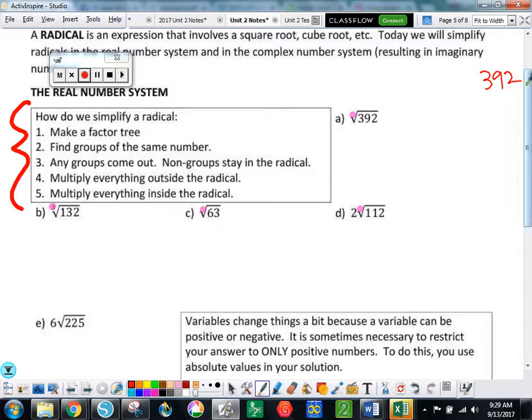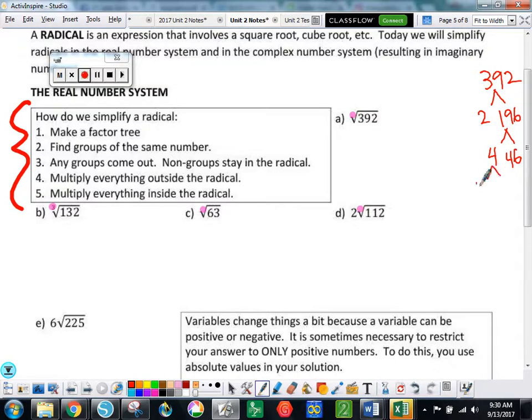So what goes into 392? 2. Now, we don't necessarily have to get it down to its primes. We just need to get it down to its groups. So if 4 works, we can use 4. 4 times what? You can leave the 4. What goes into 196? Does 4? 99? No, it doesn't. Darn it.